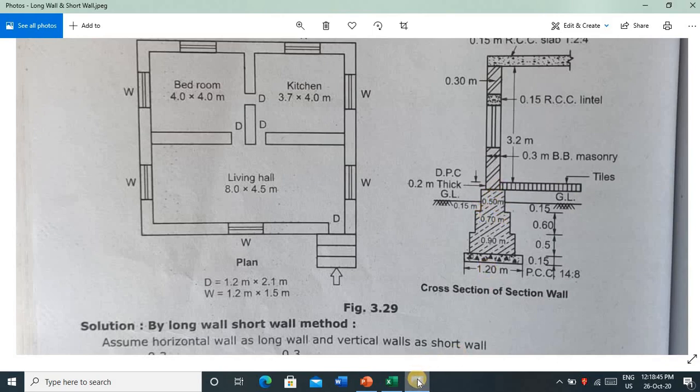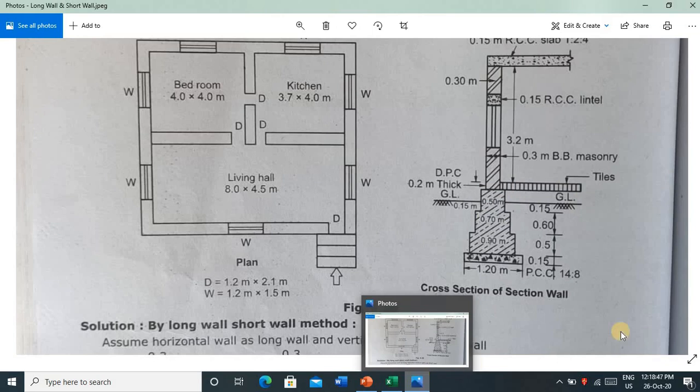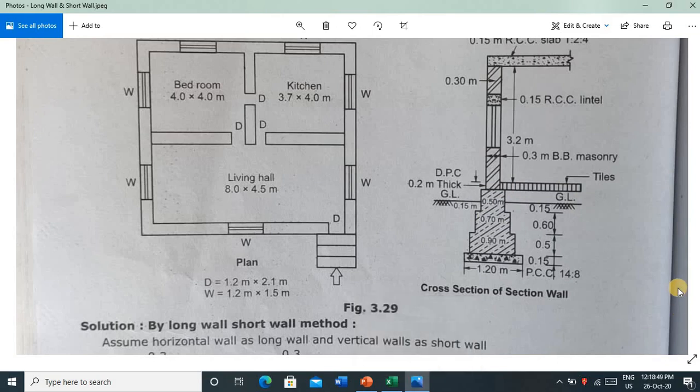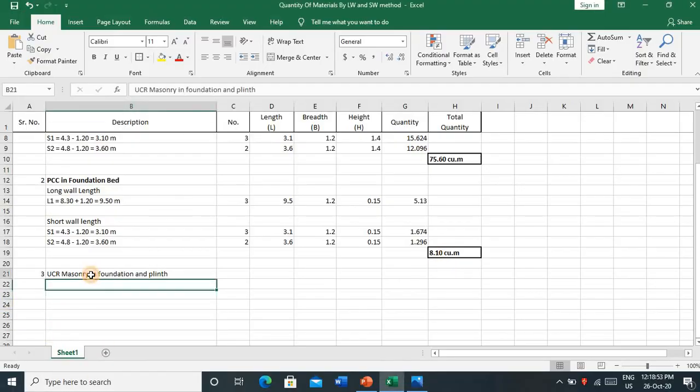Okay, so now we will start our quantity, UCR masonry in foundation and plinth. Okay, first long wall.